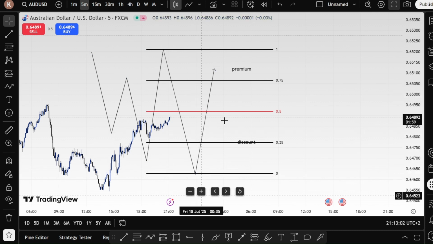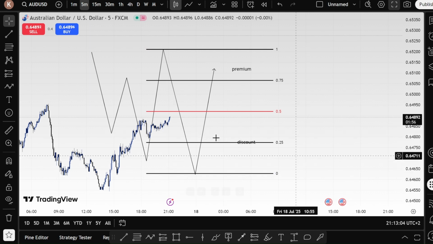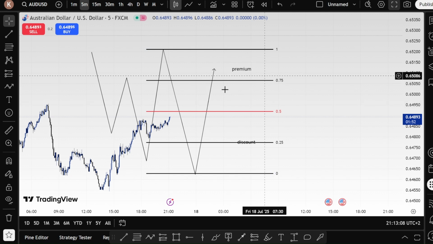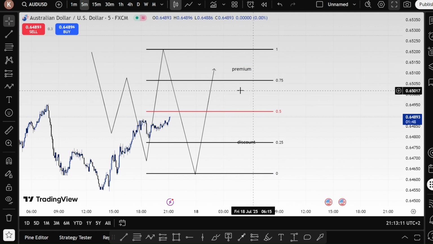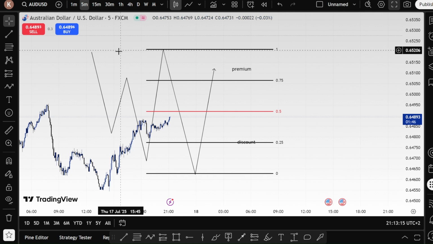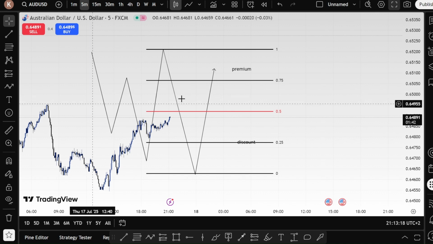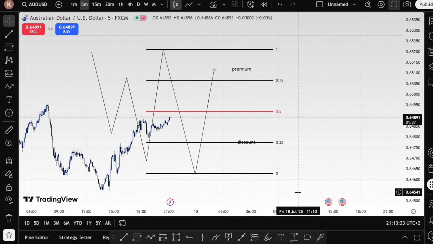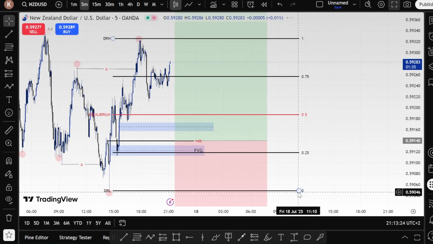Now we're not going to focus on entry models at the discount level, but we're going to look for our entry model at what? At our premium level. Then pretty much you move on. Okay, that's all. That's how I trade every day. I just look for any fair value gap, order block, breaker blocks, something like that might happen. Something might happen. You might see something, then you move on.